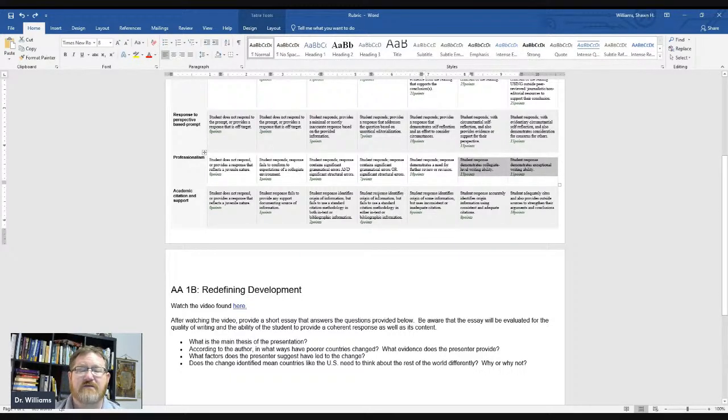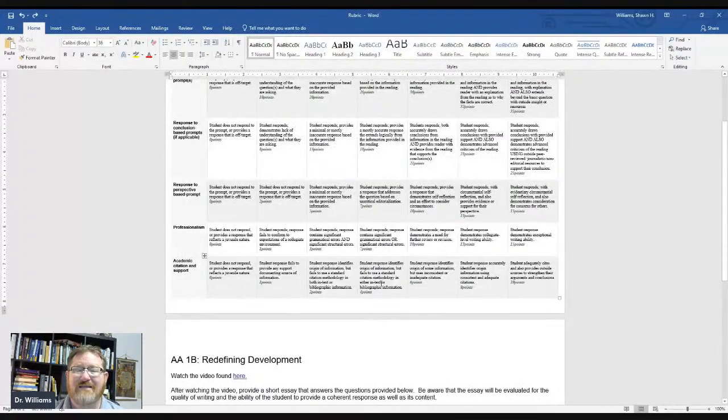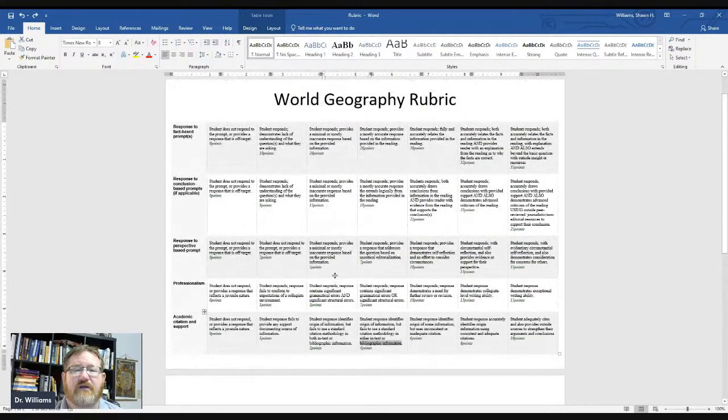Academic citation means a couple of different things. One thing that it means is that you are using some kind of a standard citation methodology. Another thing that it means is that you're using an in-text citation style. It also means that you're using some form of bibliographic information like a works cited page at the end. If you don't include all of these things, you don't get full credit. If you include all 3, you can get up to 10 points for academic support. If you include none of them, you get 0. And you understand how the range might proceed in between there.